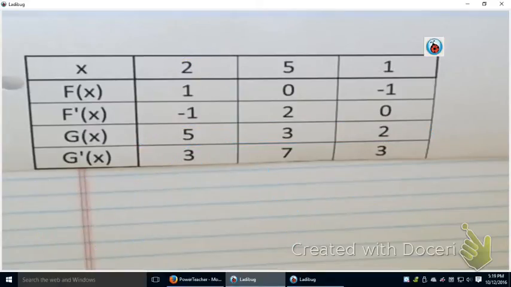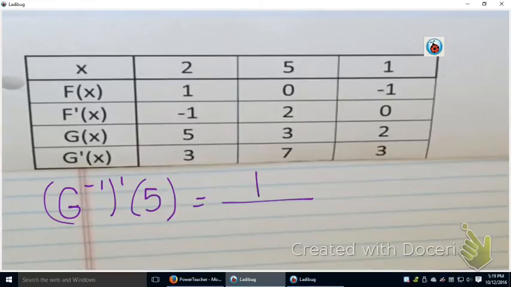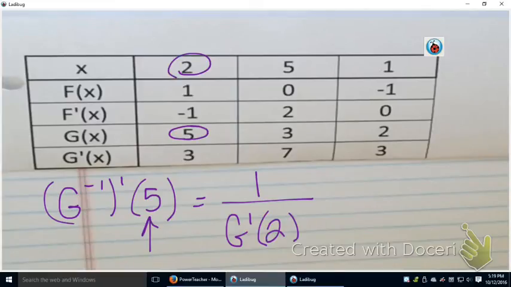I will tell you that sometimes the problem might not have an h in it. It might just say find g inverse prime of 5. And if it does, you still do it the same way. 1 over g prime of the x value corresponding. This is the same problem as the last problem. I just wanted to show you it could be written differently.